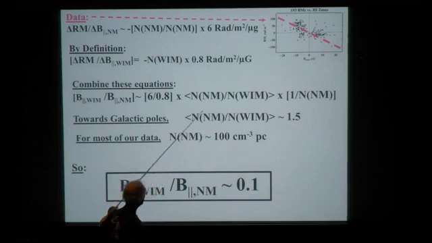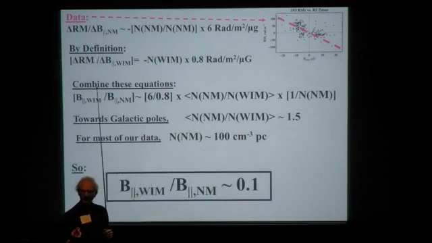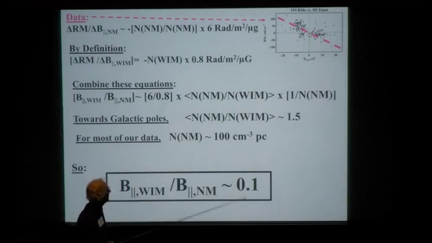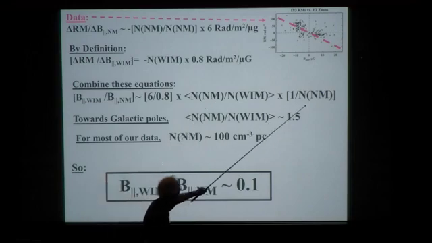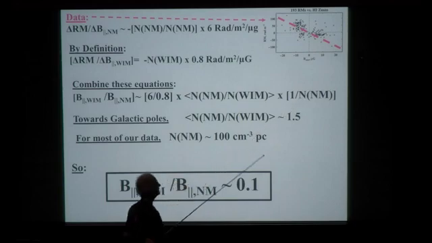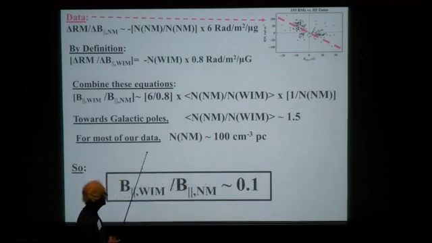That's a number we know because when we look towards the galactic pole, that's a well-defined ratio, and it typifies the ratio of column densities of ionized and neutral particles. And that's equal to about 1.5. And then we have to divide that by the column density of neutral atoms in units of 10^18 cm^-2 per parsec. For most of our data, that number is equal to about 100.